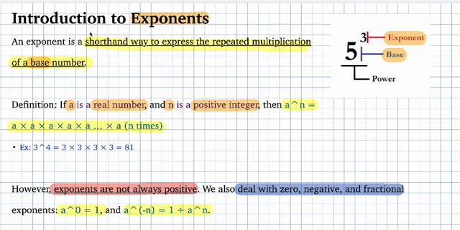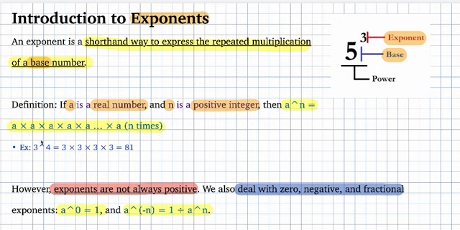Exponents are a shorthand way to express the repeated multiplication of a base number. Here we can see the base, and here we see the exponent. This base and exponent combination creates a power. If a is a real number and n is a positive integer, then a to the power of n would be a times a times a, n times. So a is multiplied by itself n times.